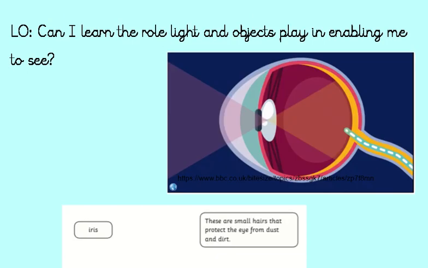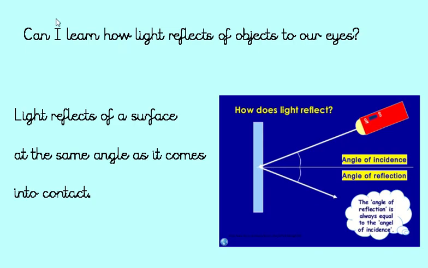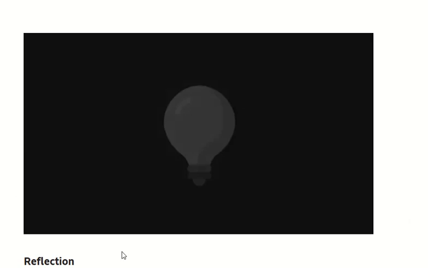So, here is our learning question for today. Can I learn how light reflects off objects to our eyes? Because often, off many objects, light reflects differently. It can be absorbed by certain objects. It can reflect and bounce off objects, which is the majority of objects, or it can go into our eyes, which again absorbs the light or goes into our eyes, doesn't it? And that's what we learned on Friday. So to begin with, we're going to watch this short video.